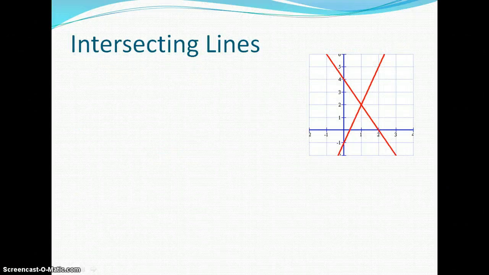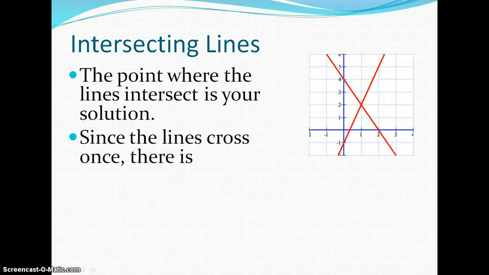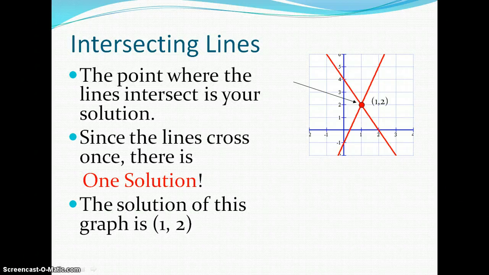As you can see on the graph, this is what a system of equations might look like. This is when we have one point at which these two lines are crossing. Since the two lines cross once, there is one solution. The solution to this on the graph is (1, 2). So we go over 1 and up 2 to the point at which the two lines cross. Remember, when you're writing your ordered pair, x always comes first and then the y value.